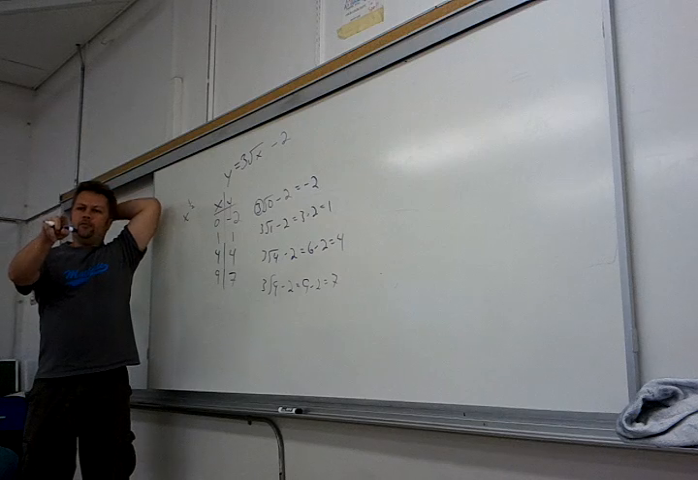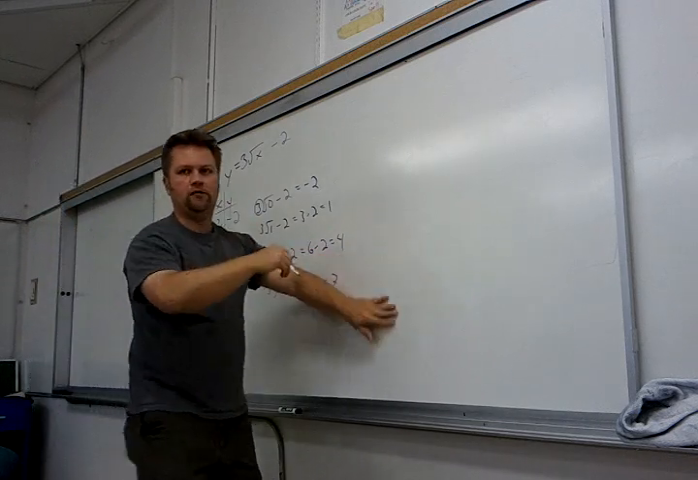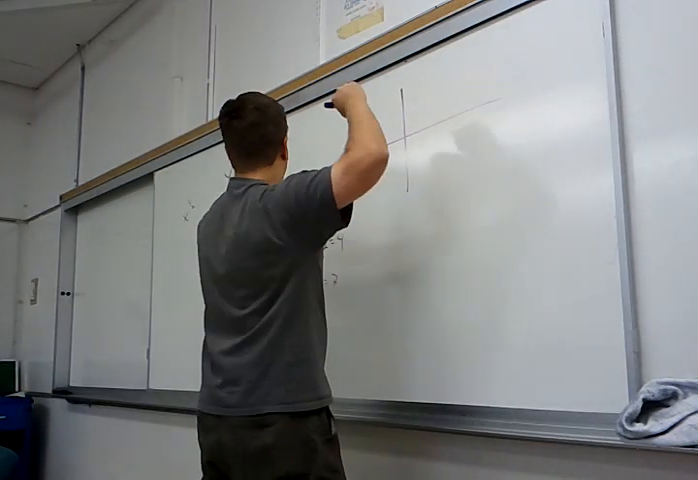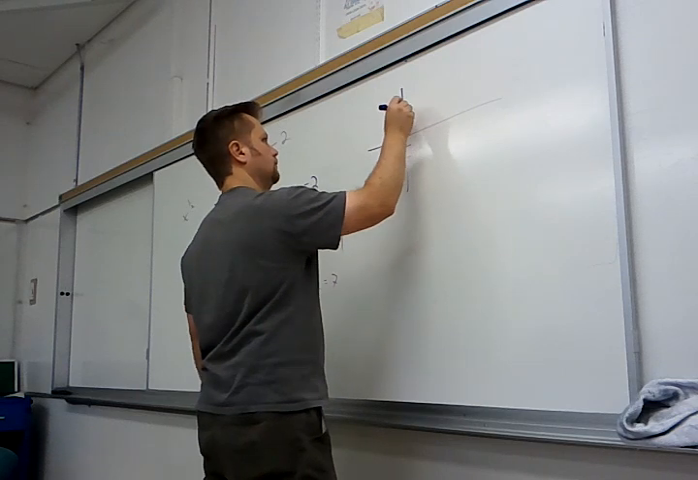So your idea of it being a parabola is sort of right, but it's like a parabola that fell over and lost half of itself. What's the first point? 0, negative 2. So just start there, and then up 1, over 1, up 1.